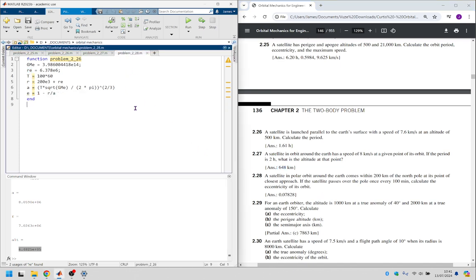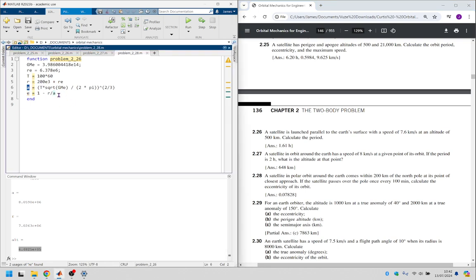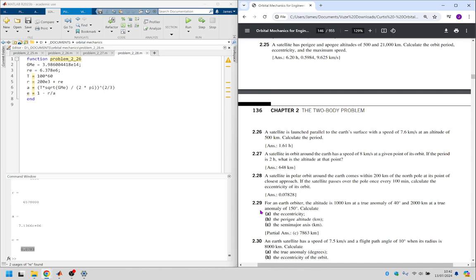Next question is 2.28. A satellite in polar orbit around the Earth comes within 200 kilometers of the North Pole at its point of closest approach. If the satellite passes over the pole once every 100 minutes, calculate the eccentricity of its orbit. Again, this is basically the same as the last question. We've been given the period, and we're being told that the perigee is at the North Pole, and that radius is 200 kilometers. So we can get the semi-major axis from our typical equations and then get the eccentricity. I'll just run that, and the eccentricity is 0.0783, which matches the answer here. So that's the 4 questions there.